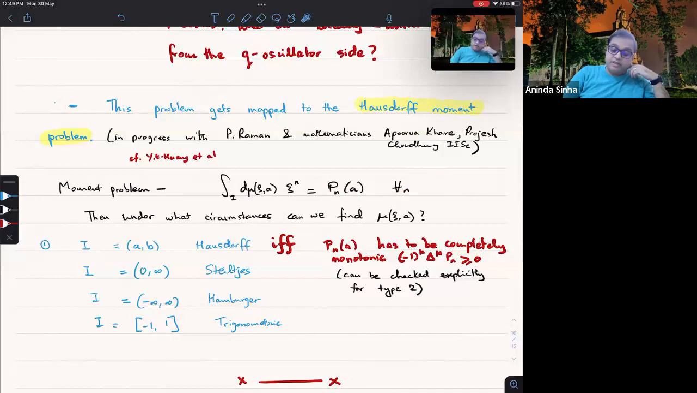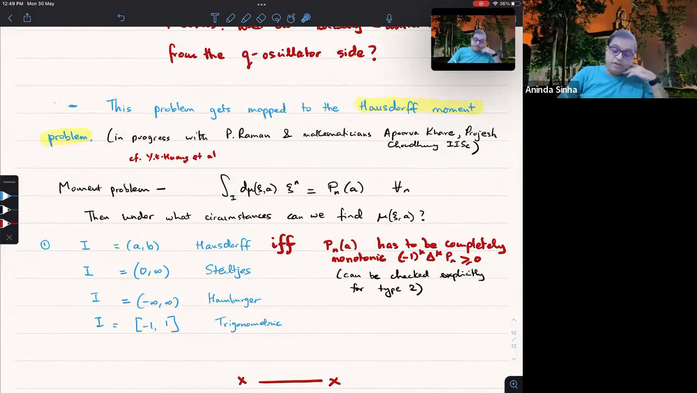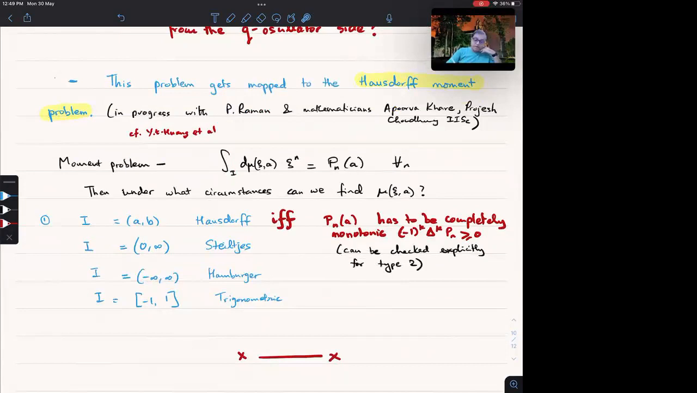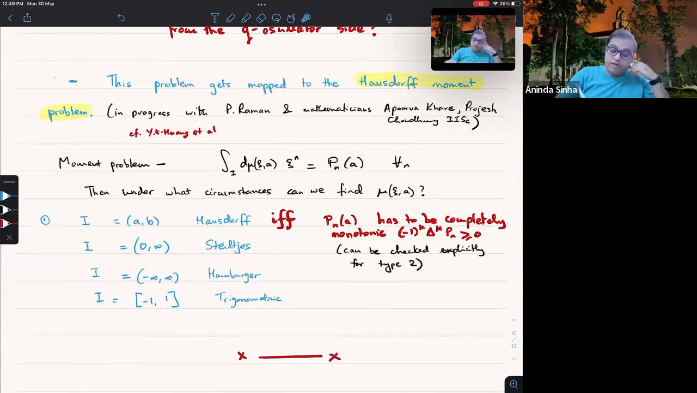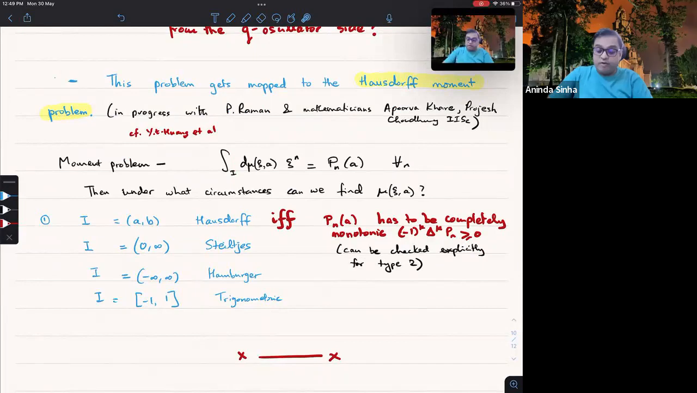Then under what circumstance can we find a unique measure factor here? Depending on the domain of integration, you will get different kinds of moment problems. There are what are called Hausdorff moments, Stieltjes moments, Hamburger moment, and trigonometric moment. Because the integration domain is finite, it gets mapped to what is called the Hausdorff moment problem. And the Hausdorff moment problem has a solution.